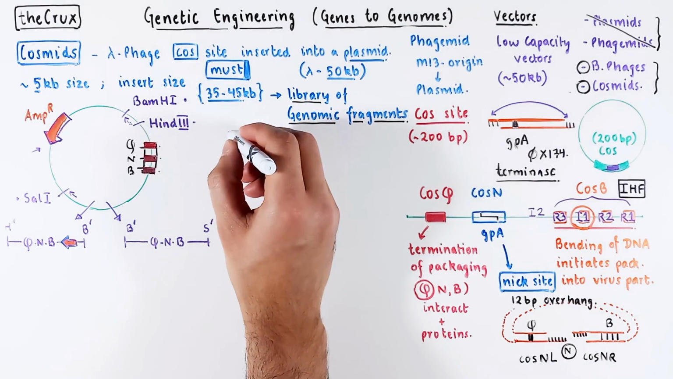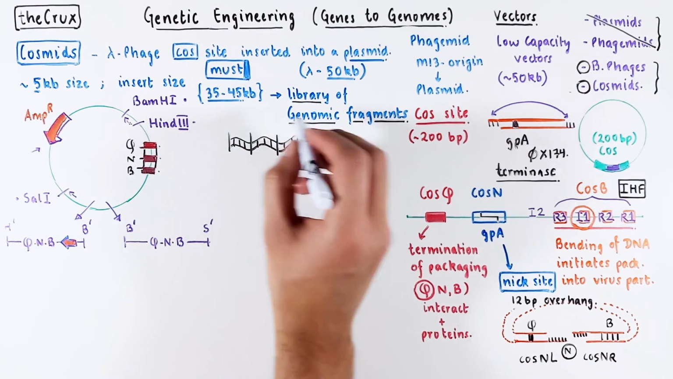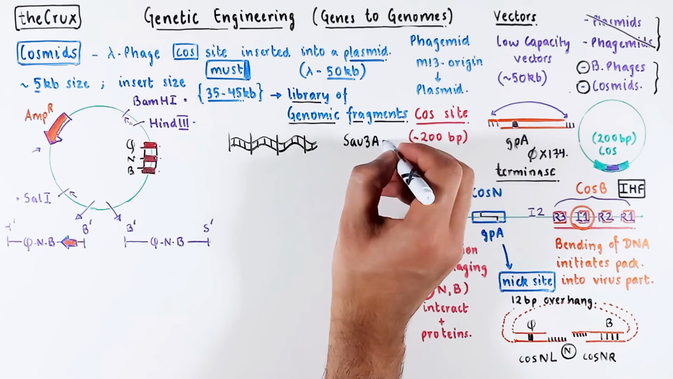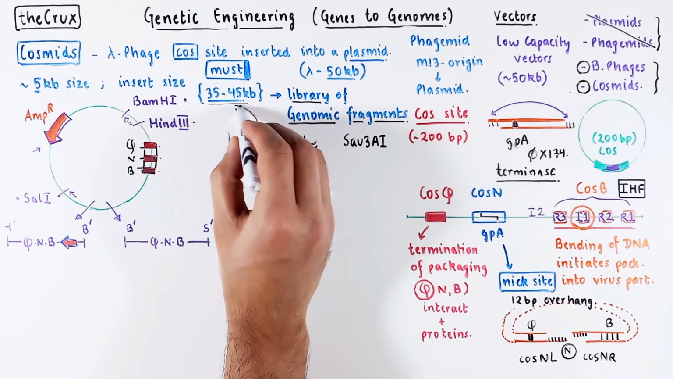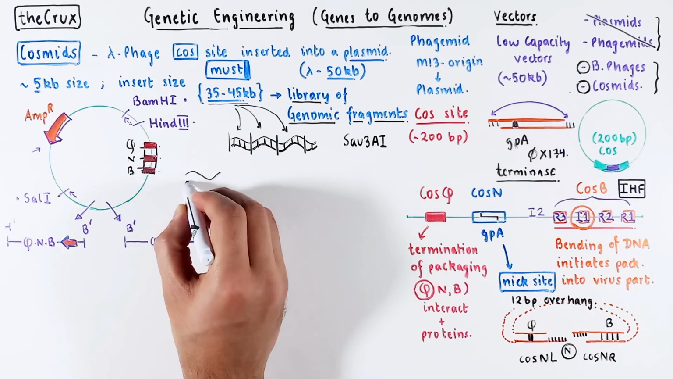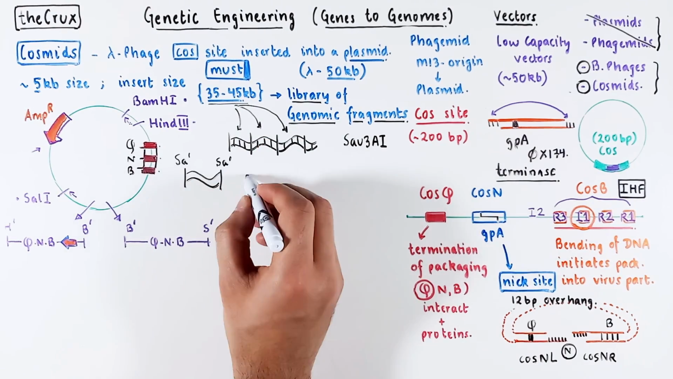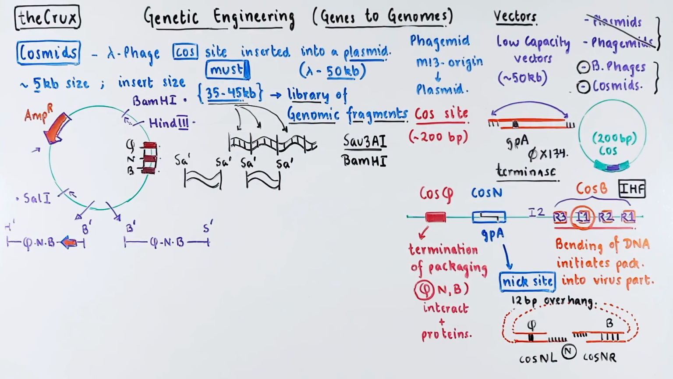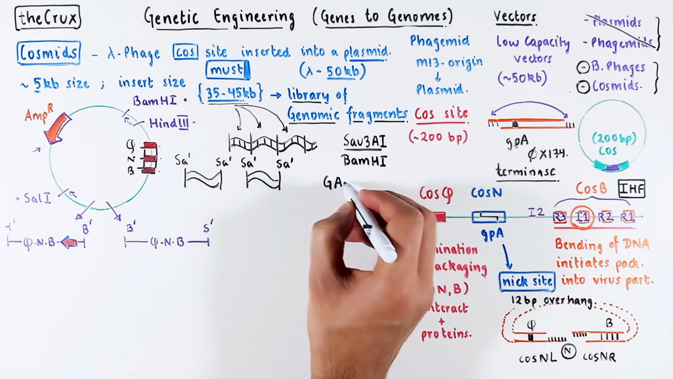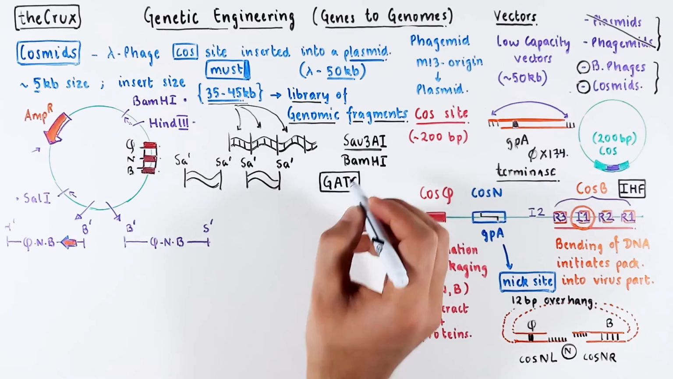by chopping up the genome into tiny bits. My enzyme of choice is Sau3AI, and in a moment you will see why. This chopping is done in such a way that you maximize the fragments of length 35 to 45 kb. These fragments generated by Sau3AI are compatible with BamHI. The sticky ends generated by both these enzymes are GATC.